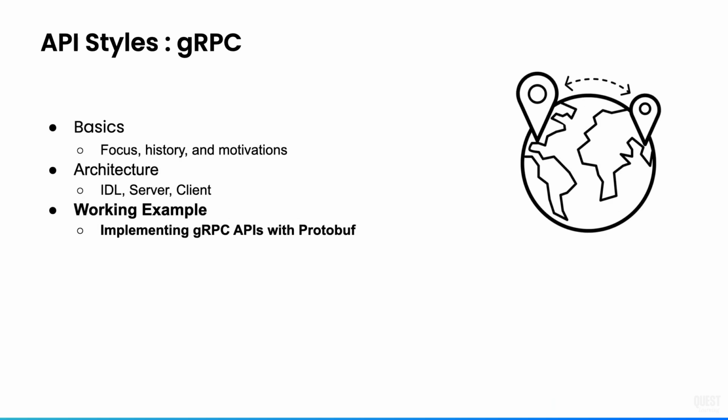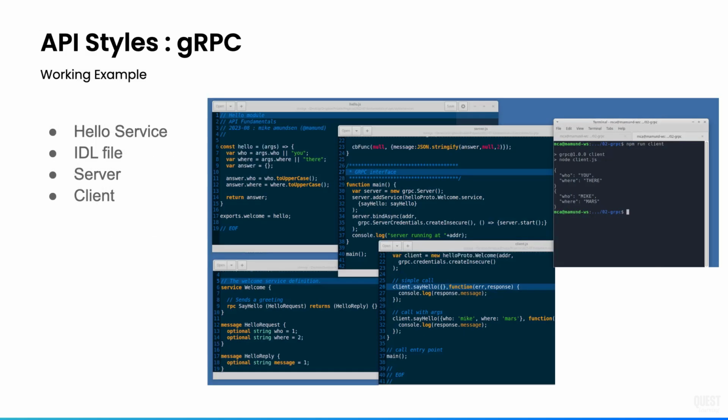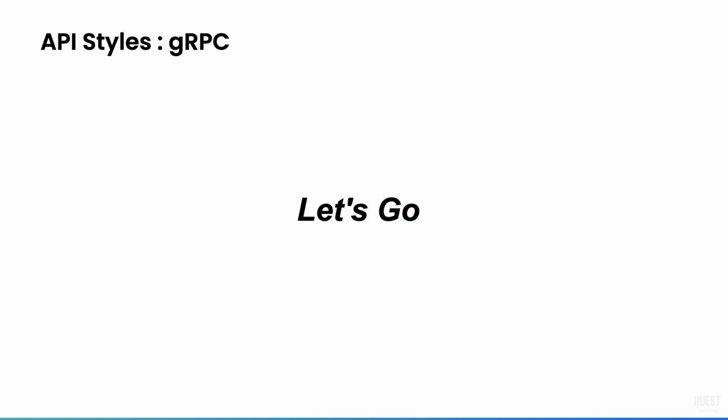So let's take a look at a working example of gRPC APIs using the protobuf format. There are going to be a couple of steps along the way. We've talked about this earlier. We're going to be using the same hello service that we've used several times before. You probably have seen that already. We're going to look at the IDL file, the actual proto file that has that information in it that we were just looking at. We're going to look at the server implementation, what it takes to consume that IDL file and then expose that interface. And then we're going to look at the client implementation, what it takes to use that IDL file to know which functions to call and what arguments to send.